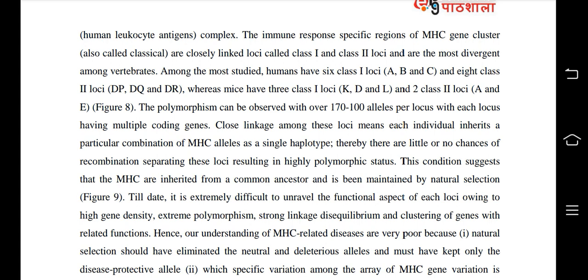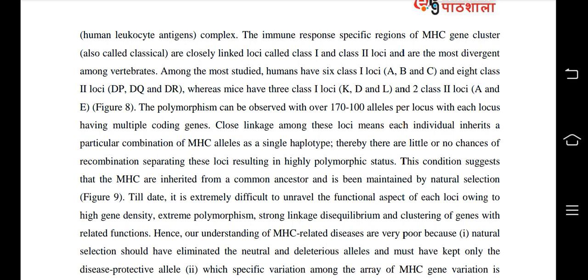So close linkage between these loci means each individual inherits a particular combination of MHC alleles as a single haplotype. Thereby, there are little or no chances of this combination separating the loci, resulting in a highly polymorphic status. This condition suggests that MHC genes are inherited from a common ancestor and are maintained by natural selection. Till date, it is extremely difficult to unravel the functional aspect of each locus, owing to high gene density, extreme polymorphism, strong linkage disequilibrium, and clustering of genes with related functions.